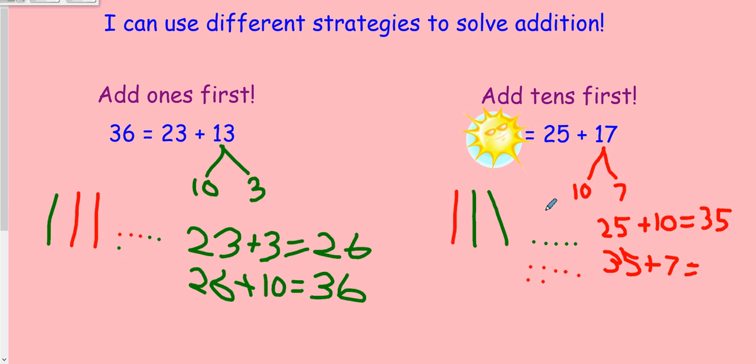35, well, let me restart that. 35, 36, 37, 38, 39, 40, 41, 42. 35 plus 7 equals 42. So our total for this number sentence is 42. 42 equals 25 plus 17. Adding tens first is the strategy that we used here.